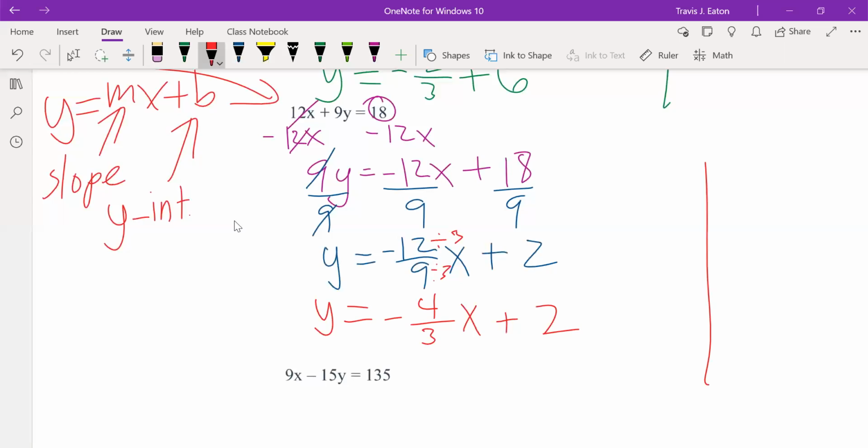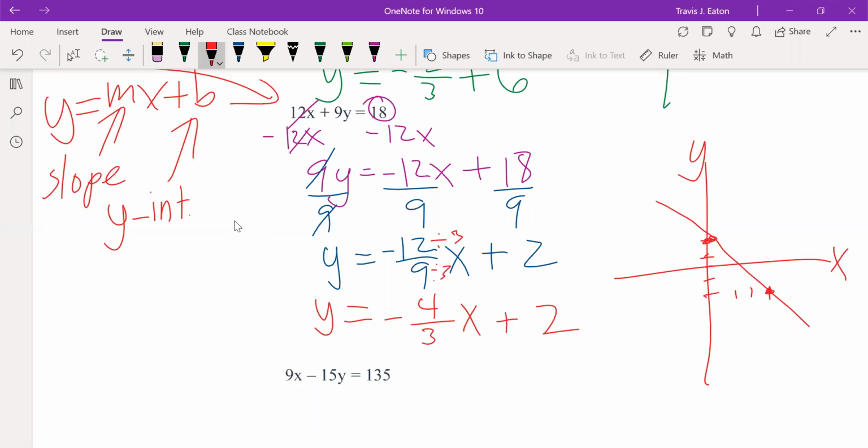So if we were to graph this, a rough sketch would mean that this particular line will cross the y-axis at 2. So we would go up 2, and that's where it crosses the y-axis. And it has a slope of negative 4/3. So that means it's going to go down 4. 1, 2, 3, 4. All right, and it's going to go over 3. 1, 2, 3. And that's enough to draw the line of this equation.